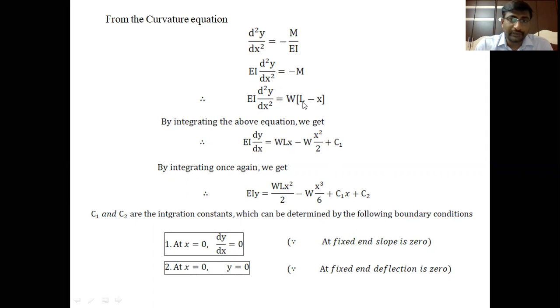Integration of a constant is the constant times x. If it is x, then x square by 2 is the integration. Therefore, W into X minus W into X square by 2 plus the integration constant C1. So by integrating this equation once again, we will get the slope equation, in terms of constants and X.